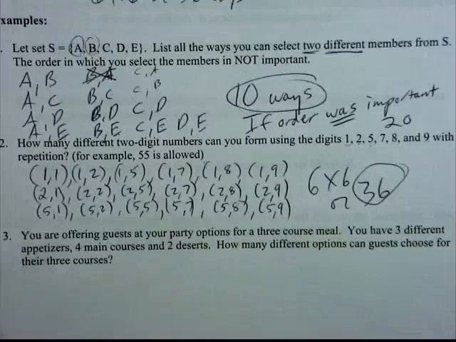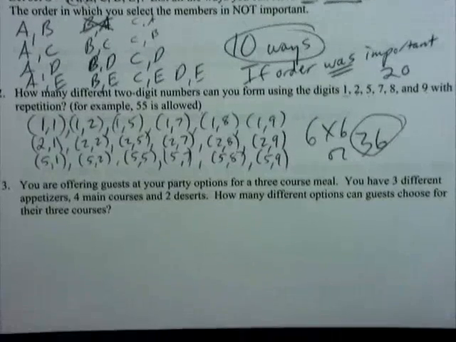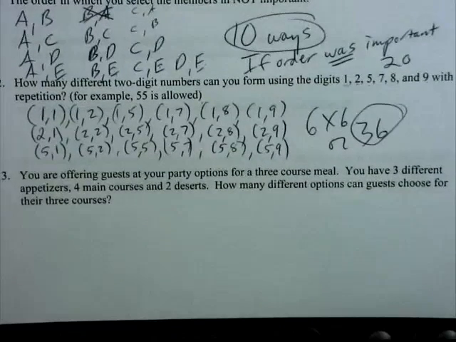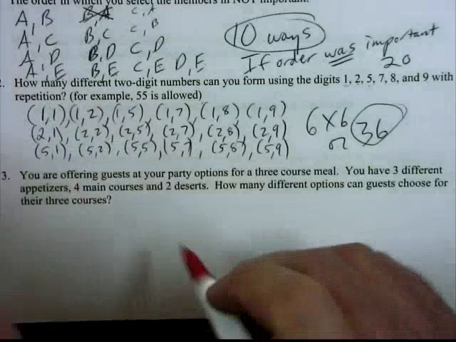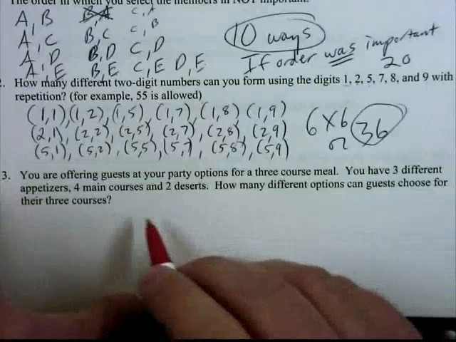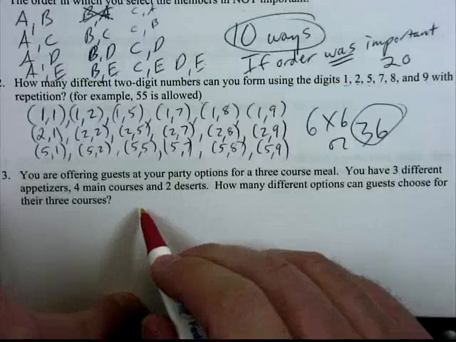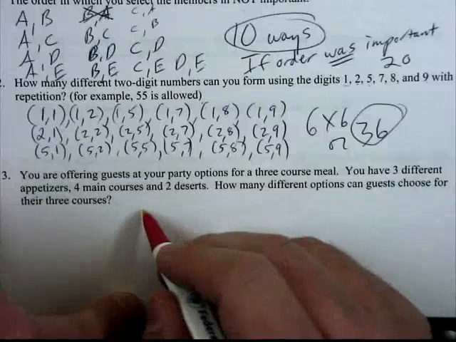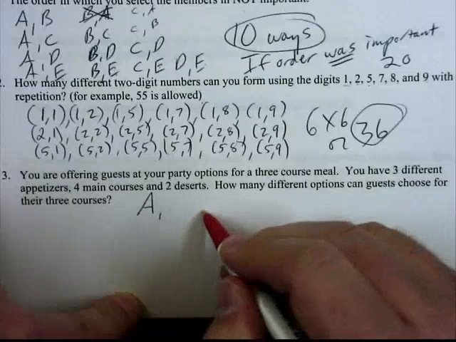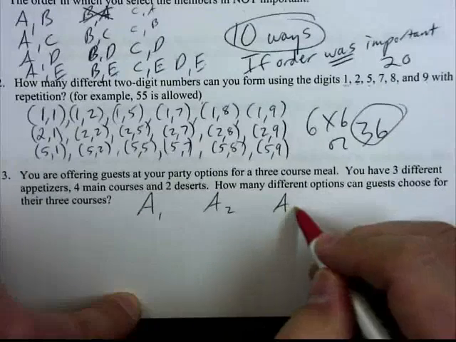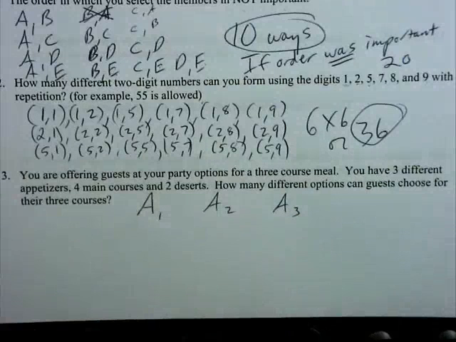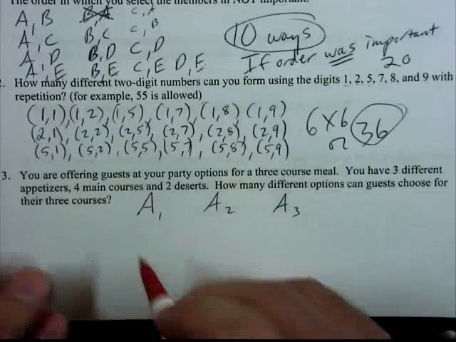All righty? Now if we go to the last one, it says you're offering guests at your party options for a 3-course meal. You have 3 different appetizers, 4 main courses, and 2 desserts. How many different options can guests choose for their 3 courses? And I'm going to use a tree on this one. So let's start by doing an appetizer, and let's say we've got appetizer 1, appetizer 2, and appetizer 3. Those are our different appetizer choices.